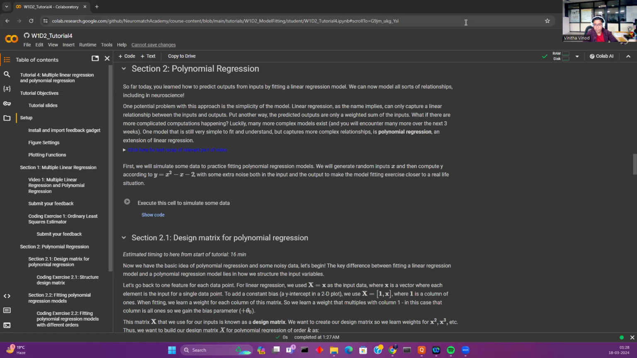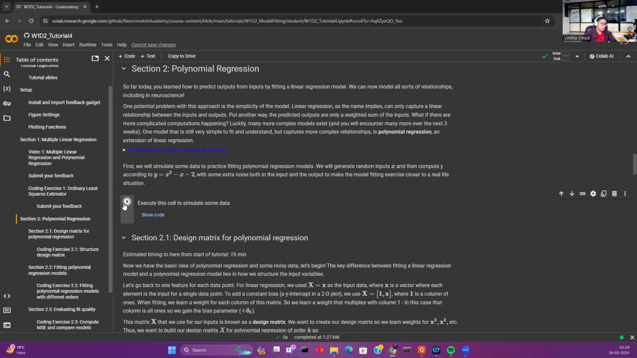Today, we'll be looking at polynomial regression. So far, we have looked at how to predict outputs from inputs by fitting a linear regression model. In a linear regression model, the relationship between your inputs and outputs is fairly linear. But in a lot of relationships that we see in biology, especially in neuroscience and many other phenomena in the world, what we see is a non-linear relationship. Linear regression only captures a linear relationship, right? But in a polynomial regression model, we can capture the essence of the non-linearity in any relationship.